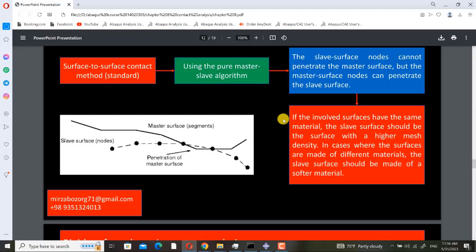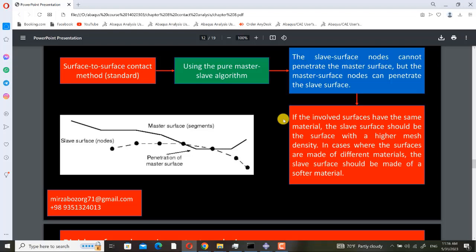If the involved surfaces have the same material, the slave surface should be the surface with a higher mesh density. In cases where the surfaces are made of different materials, the slave surface should be made of a softer material. Okay? Did you understand it? I will explain it to you.